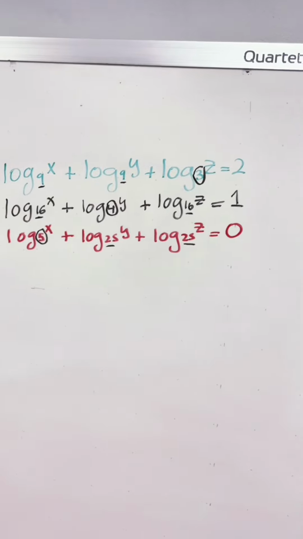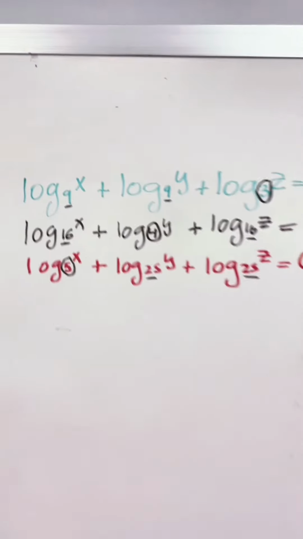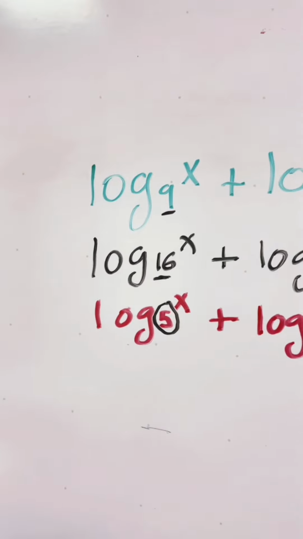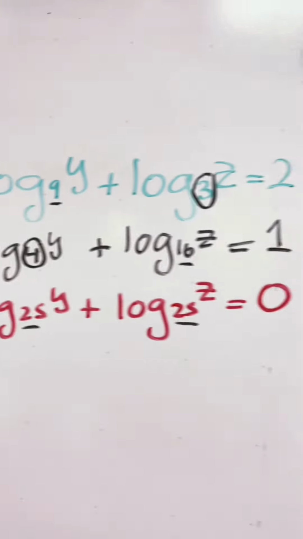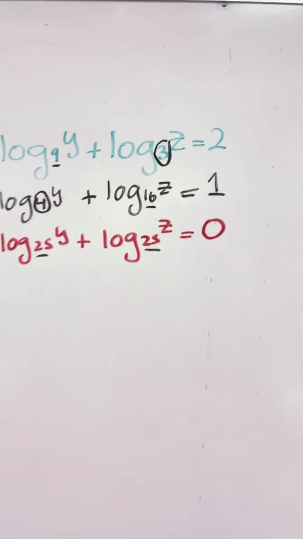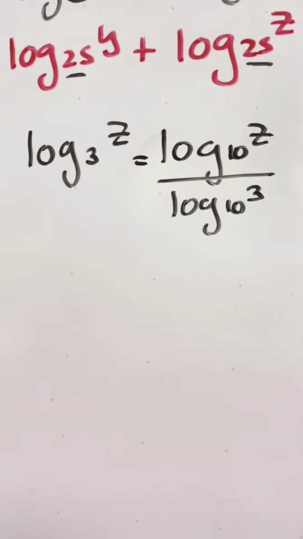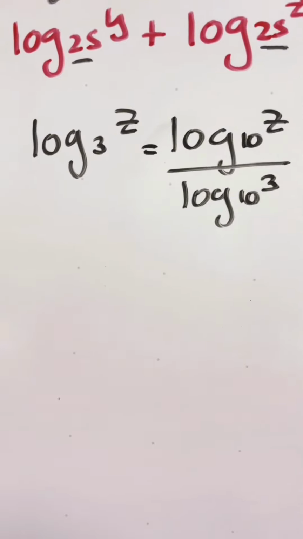The first thing to notice is that in each of the equations, two of the logarithms have the same base. For example, in equation 1, we have log base 9x and log base 9y, but the third log has a base 3. This pattern continues in the other two equations. So the first thing I'm going to do is try to manipulate log base 3z.